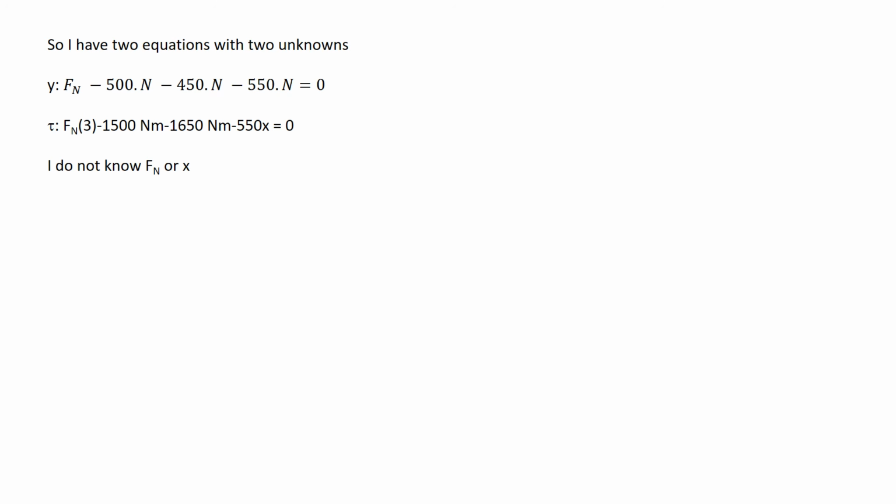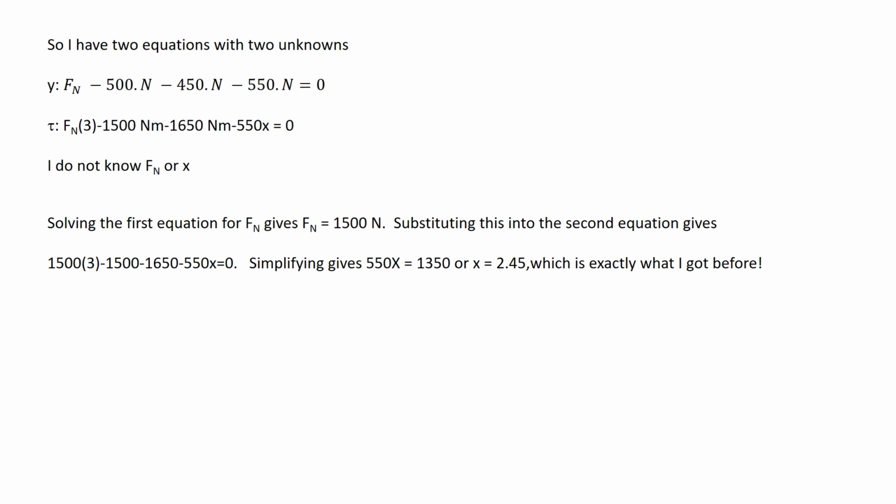I have two equations with two unknowns. My y equation allows me to solve for the normal force. My torque equation will allow me to solve for x. If I solve the first equation, I get the normal force to be 1500 newtons. I substitute this into the second equation, and it becomes 1500 times 3 minus 1500 minus 1650 minus 550x. Simplifying gives 550x equals 1350, or x equals 2.54. That's exactly what I got before.